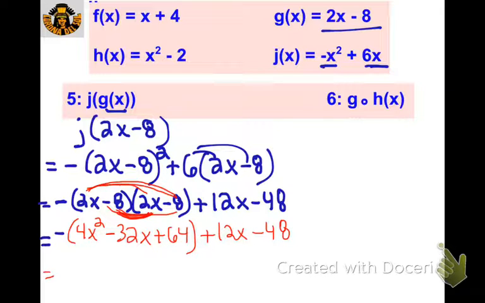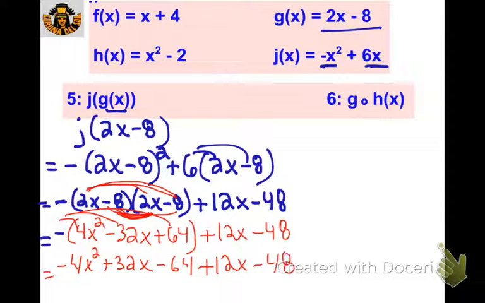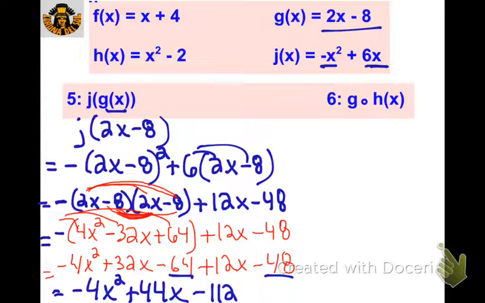And so we're going to need to distribute the negative sign. So that would be minus 4x squared plus 32x minus 64 plus 12x minus 48. All right, so now let's combine our like terms if we have anything. So we got minus 4x squared. We got plus 44x, and then these constants, so that would be negative 112. That's the best answer there.